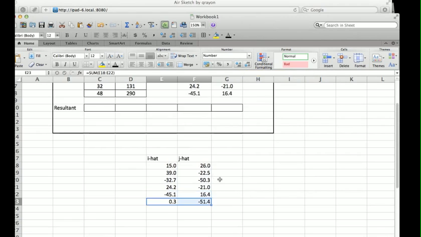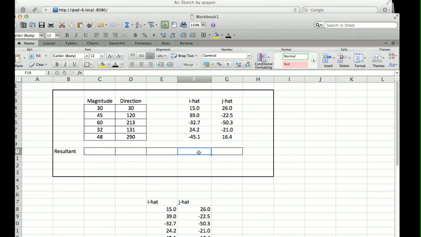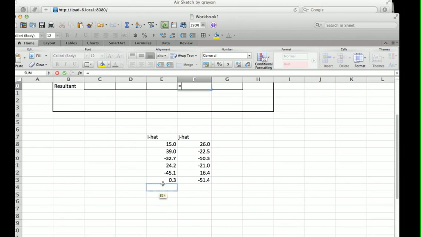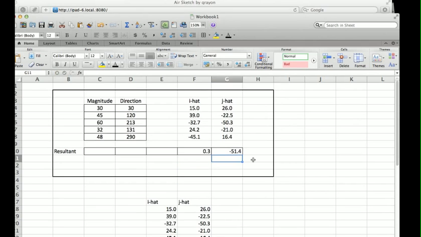Fix the decimals on this too. So this would be equals that, and this one would equal that. Okay, so I have an overall i hat and j hat, an overall i hat and j hat.